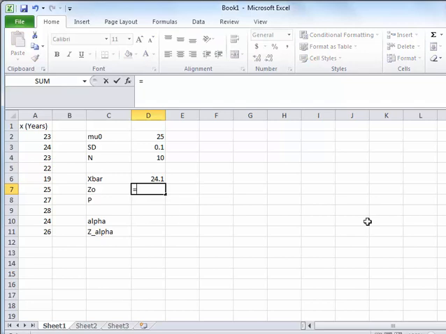So in Excel, in order to compute this, we just have to plug in our equation. So in our case, it's x bar minus mu naught divided by our standard deviation divided by the square root of our sample size. We hit return and we get a z naught of negative 2.84.